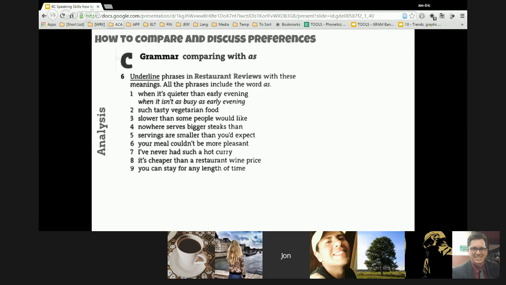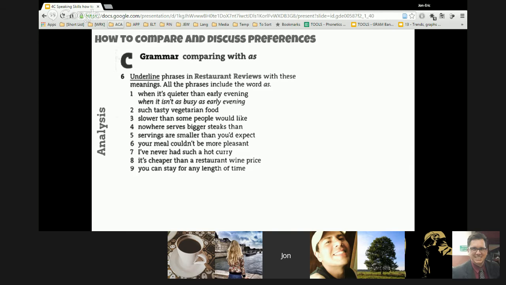So I want to do this a little differently, but let's see. Let's take a look at an example. When it's quieter than early evening. This is a phrase that was in one of the descriptions. When it isn't as busy as early evening. So, this might be a little tricky to do because we didn't read through all of the descriptions. But, okay, let's give it a try. Let's see if we can do it.